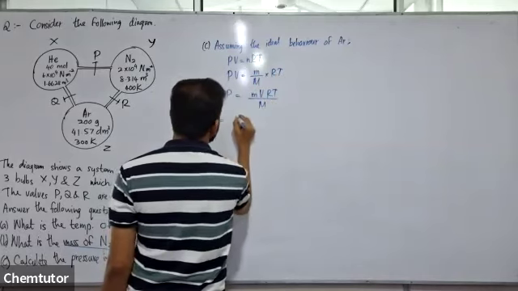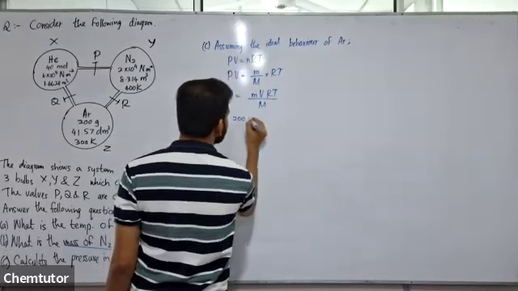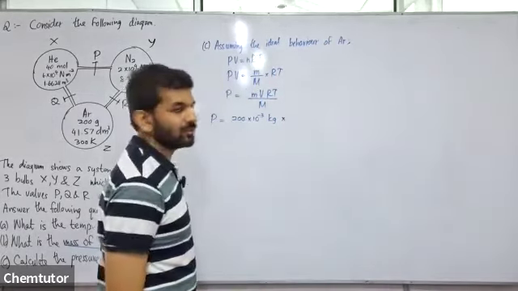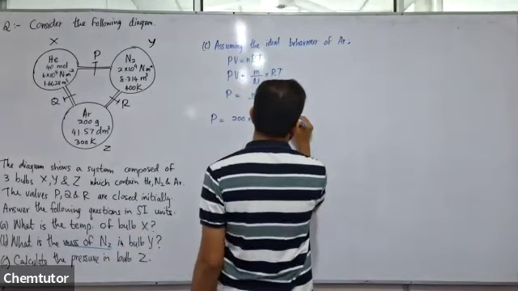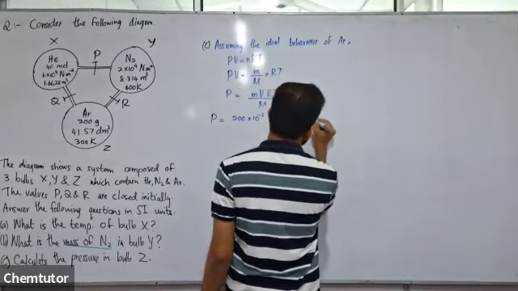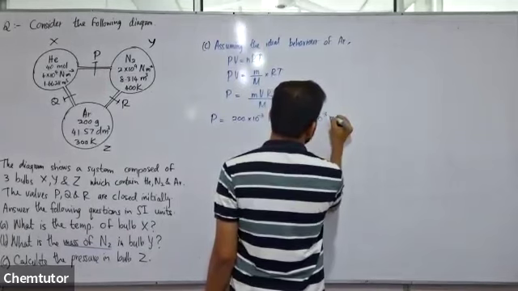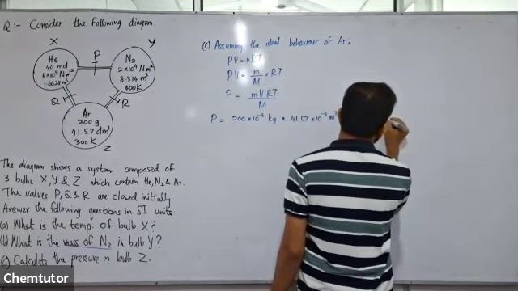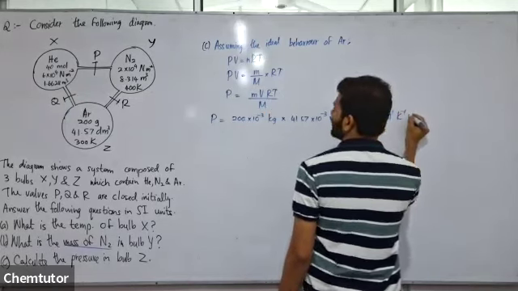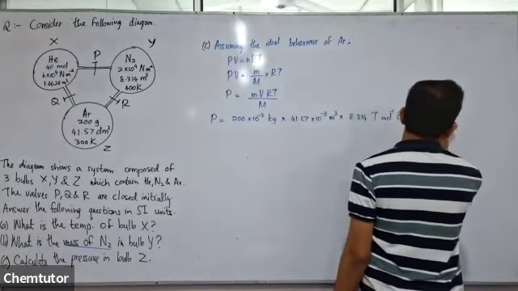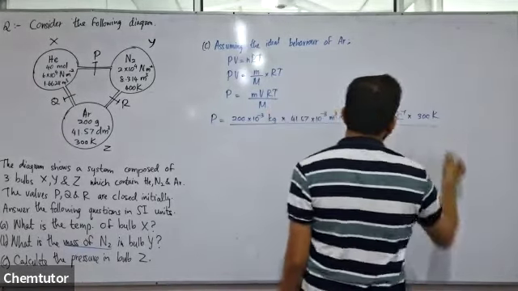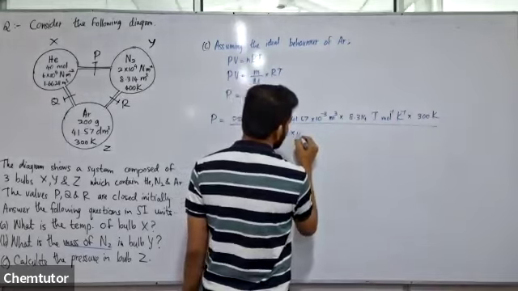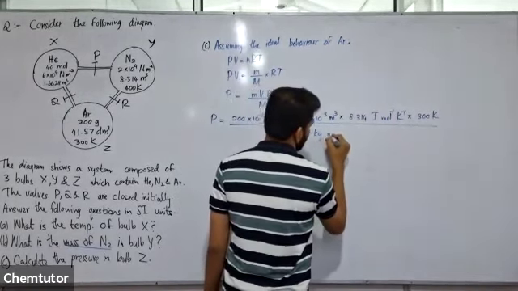Now the pressure equals mass is 200 grams. That means 200 into 10 to the power minus 3 kilograms into R, which is 8.314 joules per mole per Kelvin, temperature is 300, divided by molar mass of argon, that is 40 grams per mole. That means 40 into 10 to the power minus 3 kilograms per mole, into volume 41.57 into 10 to the power minus 3 cubic meters.